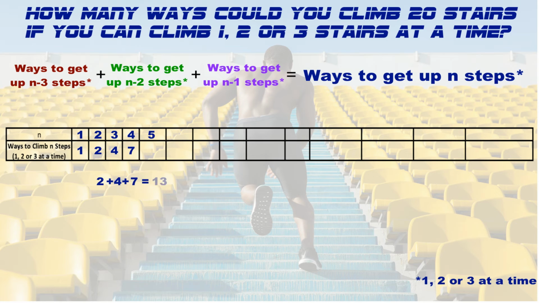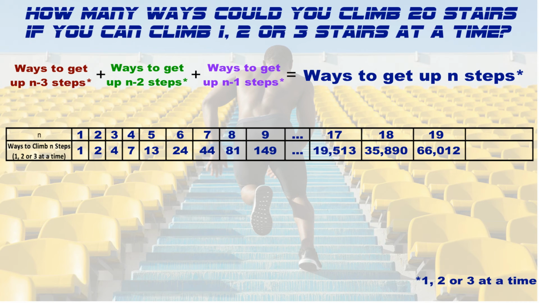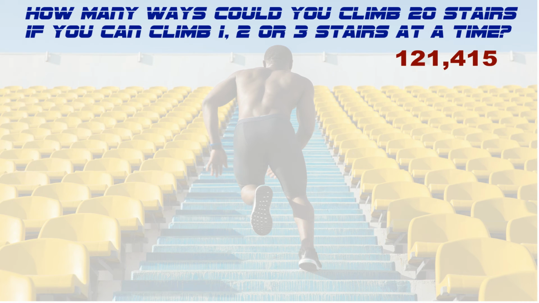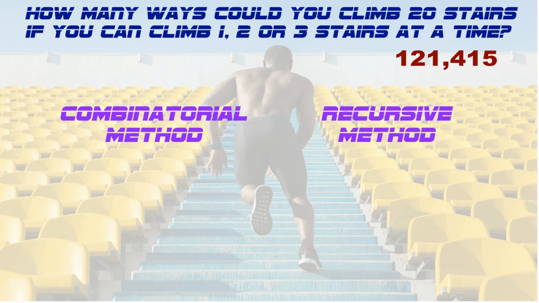We can continue in this fashion for a little while and you'll see that the numbers start to get pretty big pretty quick. By the time we get to 17 stairs, we see there's 19,513 ways to get up them. And for 18 and 19 stairs, there's 35,890 and 66,012 ways. So to answer our final question, we figure out how many ways there are to get up 20 stairs, taking them 1, 2, or 3 at a time by adding up the answers we got for 17, 18, and 19, and once again see that there's 121,415 ways.